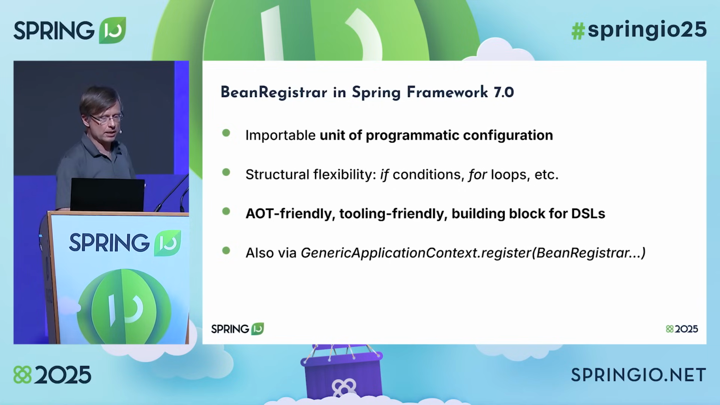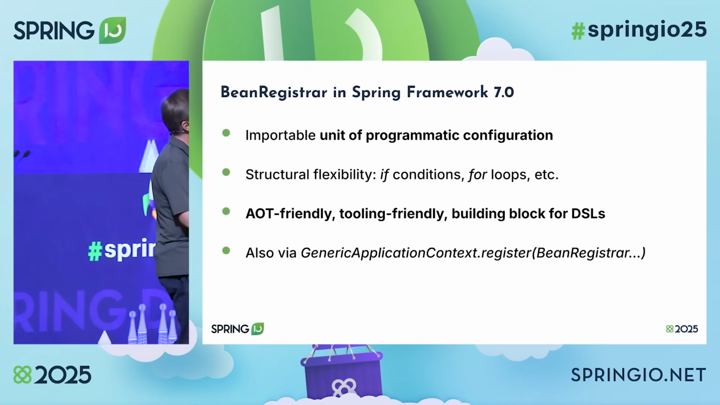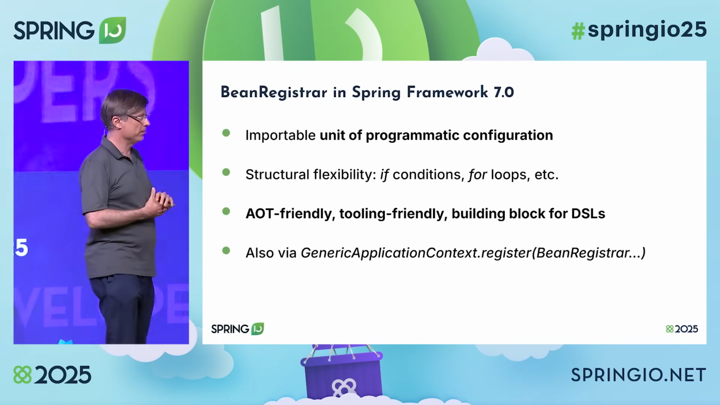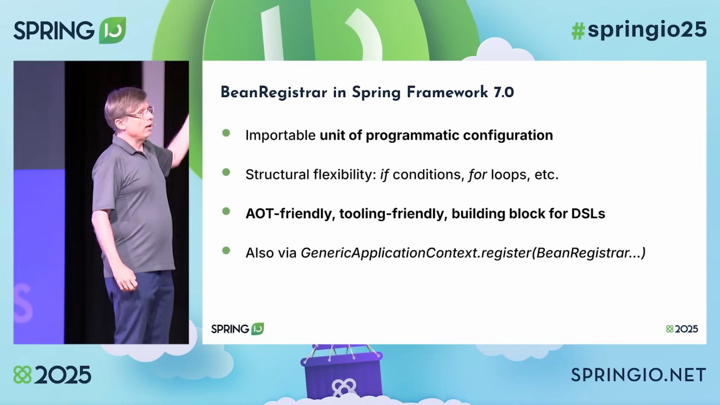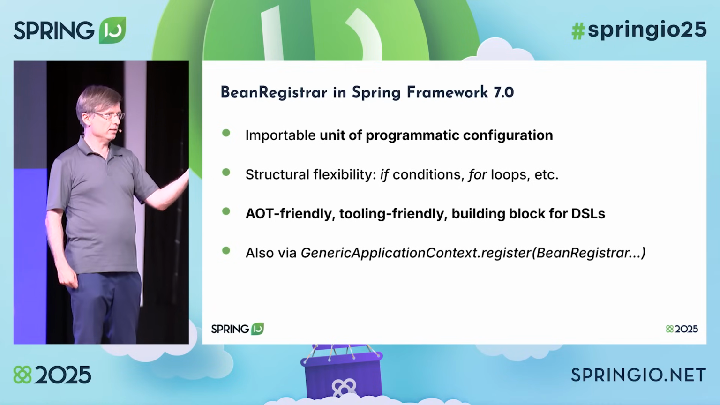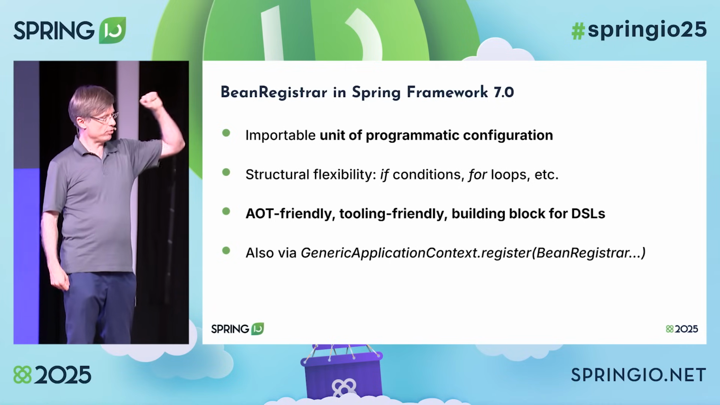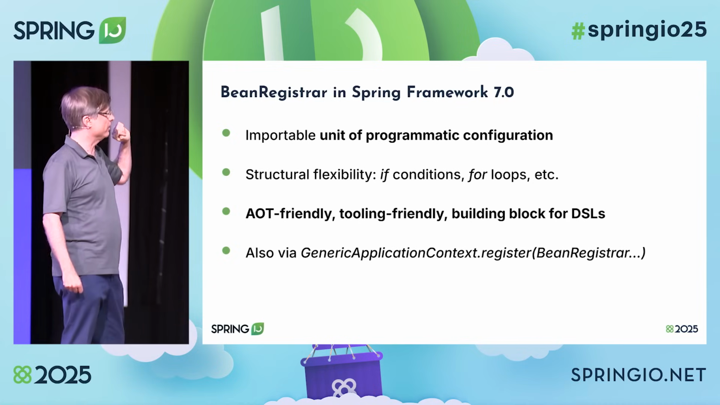Right, so that's already everything I meant to say about bean registrars. There's a bit more nuance to things, right? But we don't need to get into the detail. Bean registrars are units of programmatic configuration, self-contained in a class. They can be instantiated, the register method called, and then the registration happens. That's what they semantically mean.